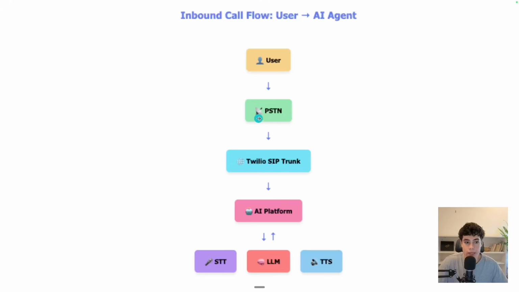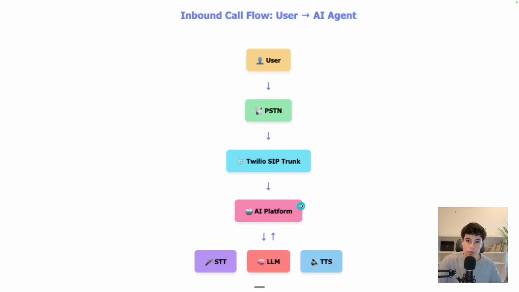And then from there, within that network, the user has called a number, right? And that number is associated to Twilio, right? Because this is the platform we're going to be using to buy that number from, right? And then from there, once Twilio receives that connection, they notice that that number is associated to our SIP trunk, right? And the SIP trunk essentially is the process of connecting this PSTN network to our AI platform, right?